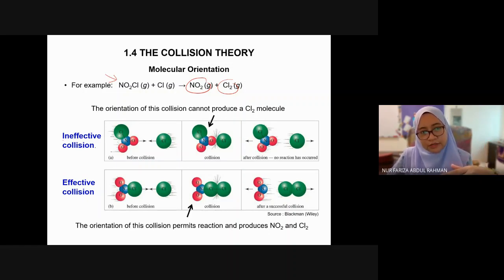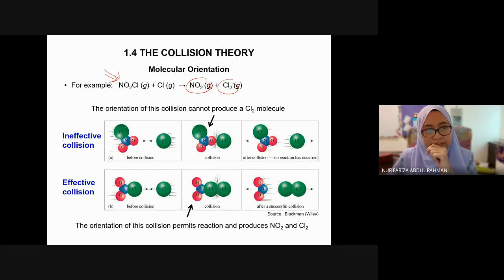The first one is ineffective. Why is it ineffective? We say it is ineffective, but we have to know why. Because the orientation is not correct. So how do we know that the orientation is not correct? The best way is to refer to the equation. Our tip is to refer to the equation given.